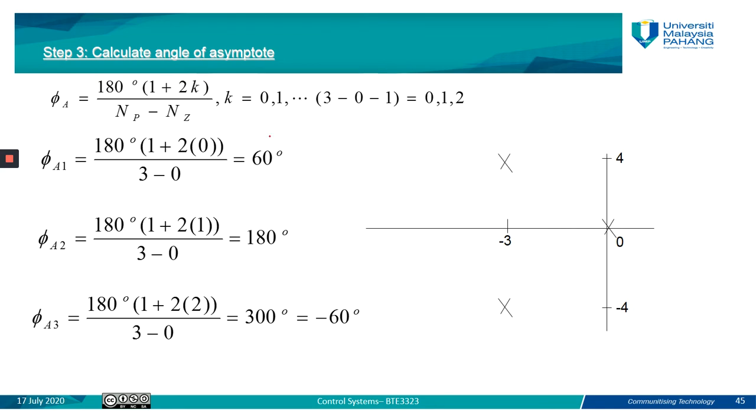As we can see here, from the angle of the asymptotes, we have the same angle here because we have 3 asymptotes. So the angle between them is 60. So it will be 60, 180, and -60. So we are going to have 3 asymptotes. Where will the asymptotes cross the real axis? This depends on the value of the centroid. We need to define the centroid point so we can start to draw our asymptotes.